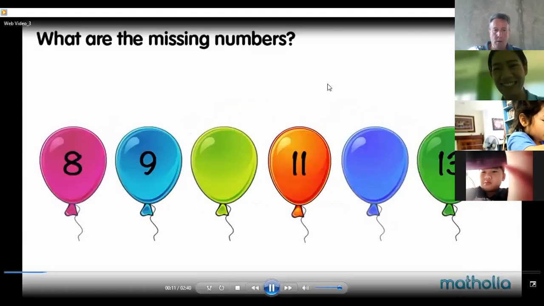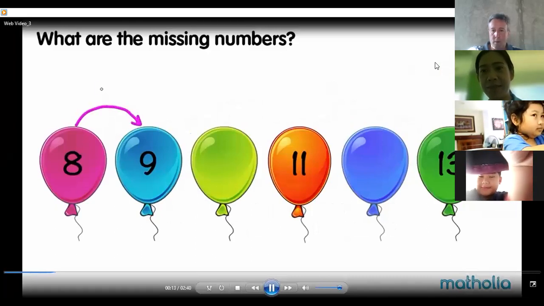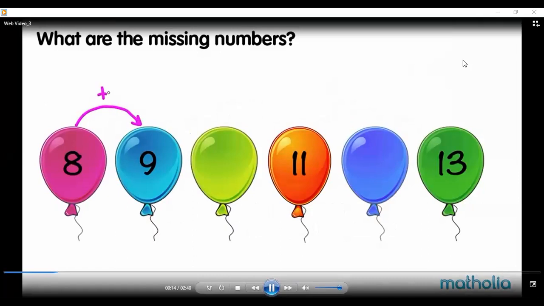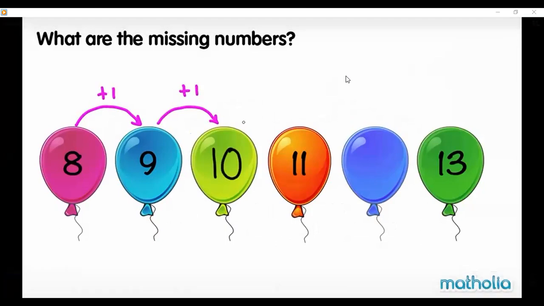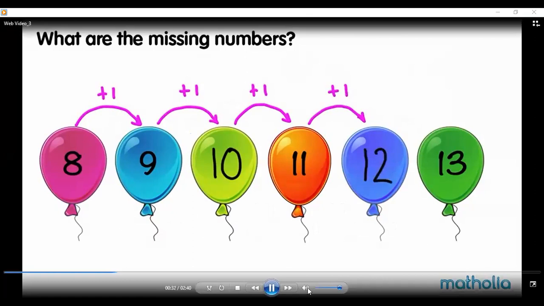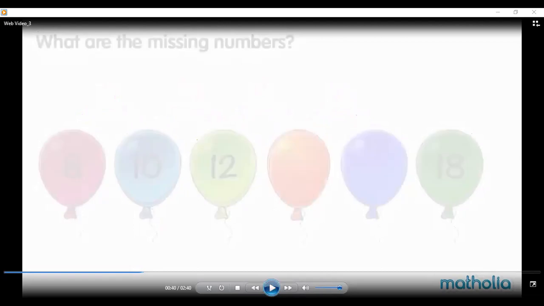What are the missing numbers? 8, 9. 9 plus 1 is 10. 10 plus 1 is 11. 11 plus 1 is 12. In each step, the numbers go up by 1. Missing numbers are 10 and 12. So that is just counting forward, isn't it? Counting forward by ones. So we know that.